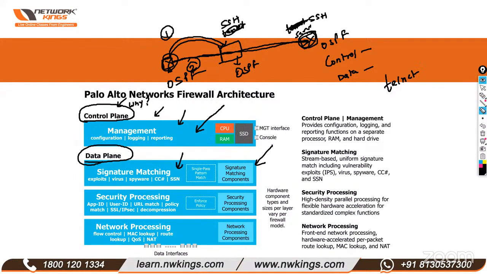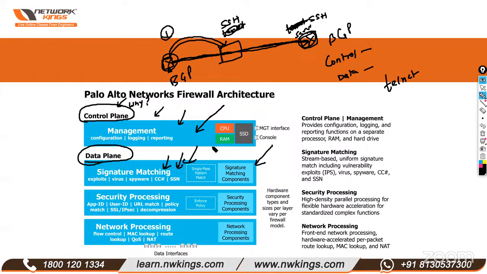Okay, I have another scenario. I'm not running OSPF. Let's say I have BGP here and BGP here, and I'm building a BGP neighborship between these two routers. Is it a data plane or control plane? It will be data plane, because routing information and forwarding information are inside the data plane itself.